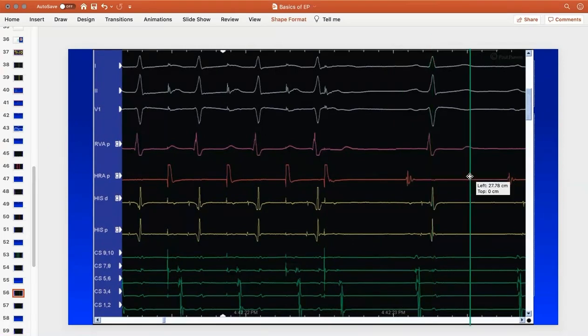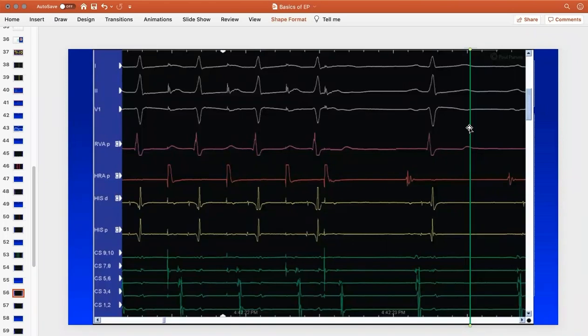Okay, are you conducting to the ventricle? We are conducting to the ventricle. Okay, how are we conducting? Are we conducting through the AV node? Are we conducting through a pathway? How do you know that? We are conducting through the AV node. Okay, how do you know that?